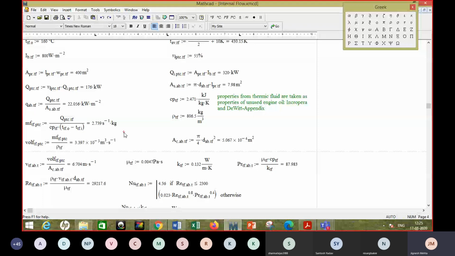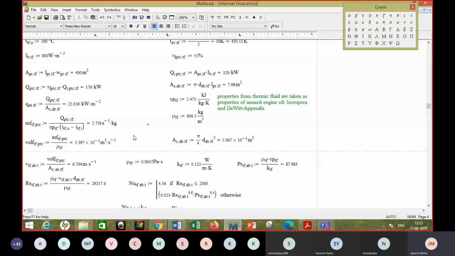So to get the Reynolds number, you need the velocity. So the first thing done is to find the volume flow rate. This mass flow rate is converted to volume flow rate by dividing it by the density of this thermic fluid, which is again taken from the table, and it is 806.5 kg per meter cube. So that is put here, and the volume flow rate comes out to be 3.397 into 10 raised to minus 3 meter cube per second.